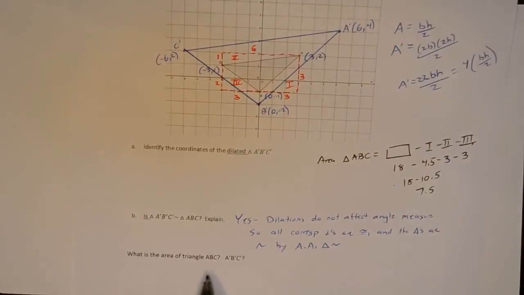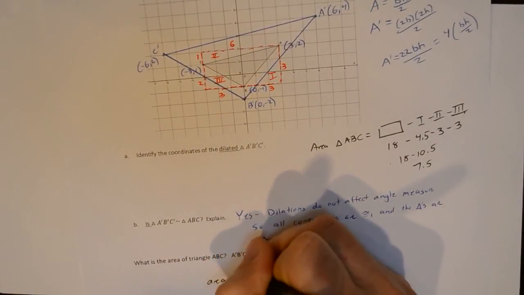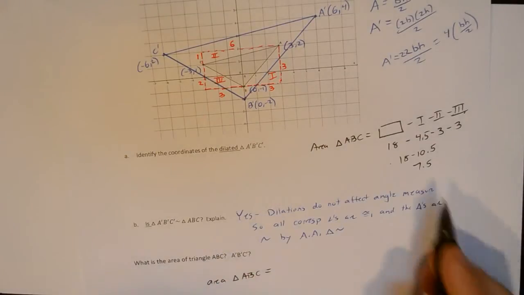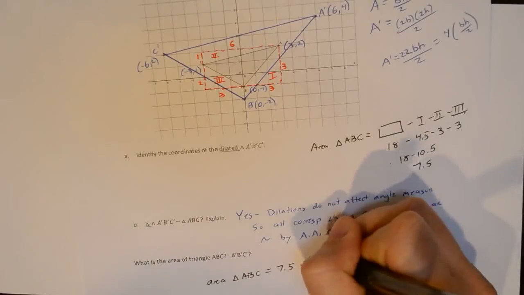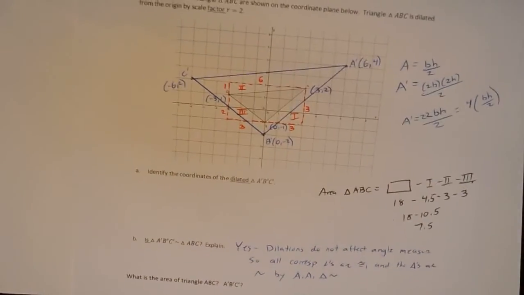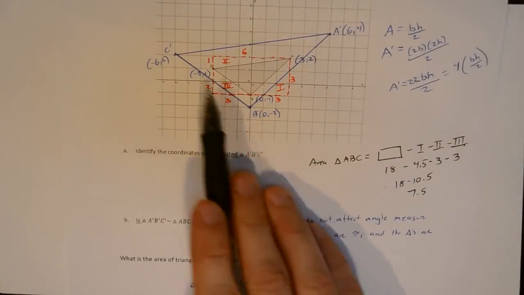So the answer to this question, what's the area of triangle ABC? The area of triangle ABC is equal to 7.5 units squared. Right? Remember, area is square units. Now, the answer to the second question, what's the area of triangle A prime, B prime, C prime?